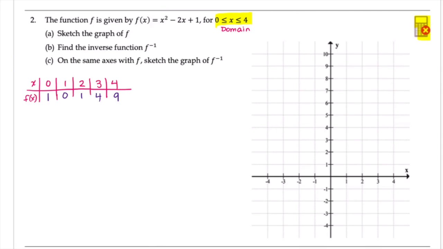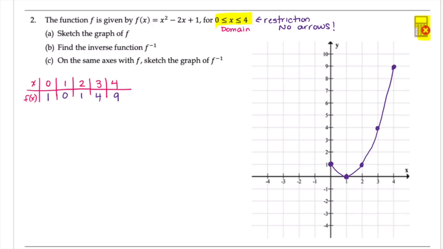And we're going to plot these points. So we have (0, 1), (1, 0), (2, 1), and so forth. So if you notice here, I did not put any arrows at the end of this function. Why? Because we had a restriction here.